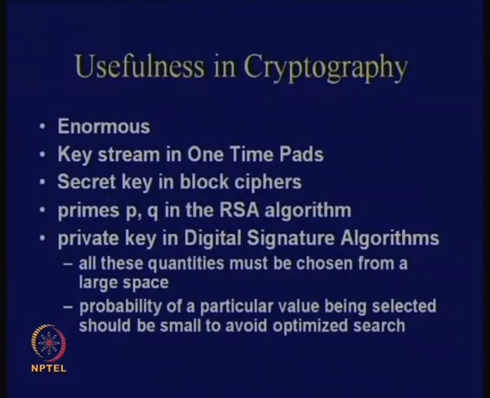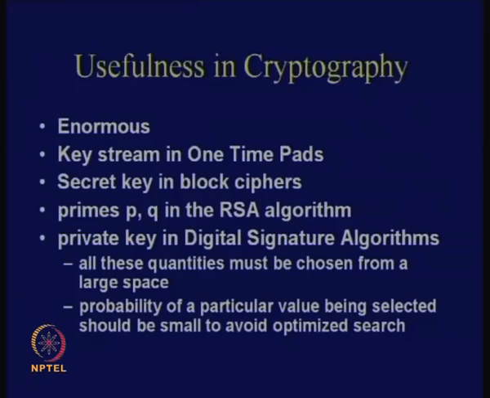So the usefulness of randomness in cryptography is actually enormous. We have seen, in the context of one-time pads, the key stream, that the requirement essentially was randomness, right? Similarly, there are other applications, like generating the secret key for block ciphers, which you would like to make random. Similarly, in public key cryptosystems, like for example RSA, we require some choices of prime numbers. Primes P and Q are required, and they are also supposed to be random. Then in digital signature algorithms, the private key has to be determined in a random fashion.